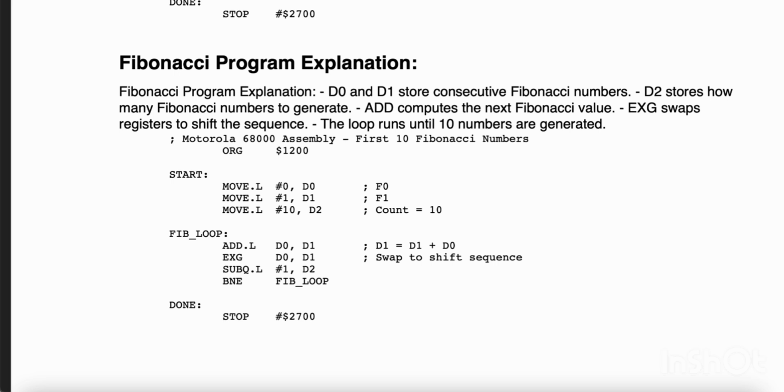And the output for this code will be the first 10 Fibonacci numbers, which are basically 0, 1, 1, 2, 3, 5, 8, 13, 21, and 34. So this was my presentation on Motorola 68000.